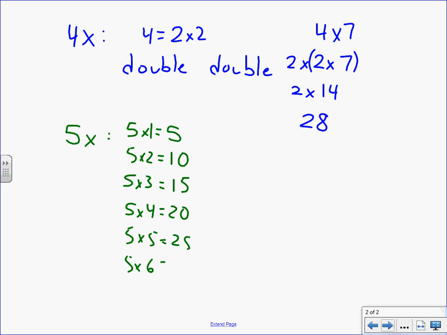When you look at your answers, what do you realize? It always ends with a 5 or a 0. And if you look at just a 0, when does it end with a 0? It's always when we multiply by an even number. So if you multiply by even, it's going to finish with a 0. And if you multiply by odd, it's going to finish with a 5. So that's a trick to help you with the 5s.